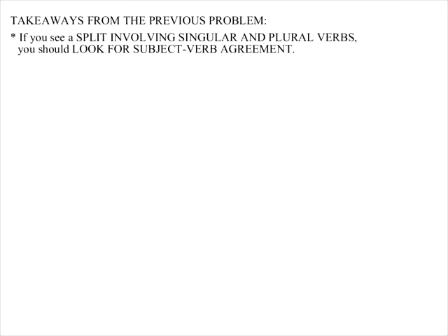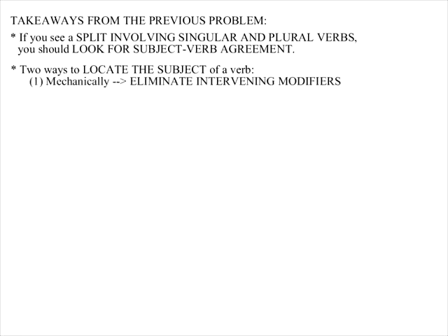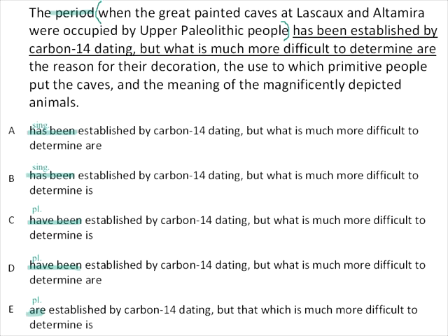So another important takeaway here is this. There are two ways to find subject-verb agreement. Two ways to locate the subject of a verb. The first is mechanically, which is probably how most of you are doing this. You eliminate intervening modifiers. So that's what we did here. All this stuff that's indicated in blue is an intervening modifier. So the idea is that we can just kill it. Like this doesn't matter because it's just a modifier.